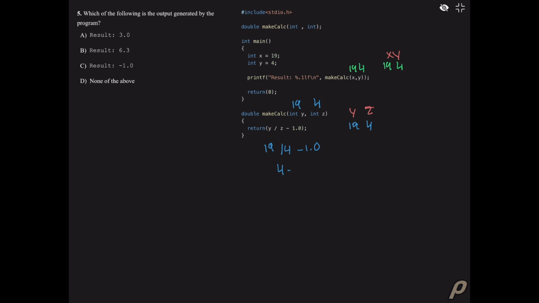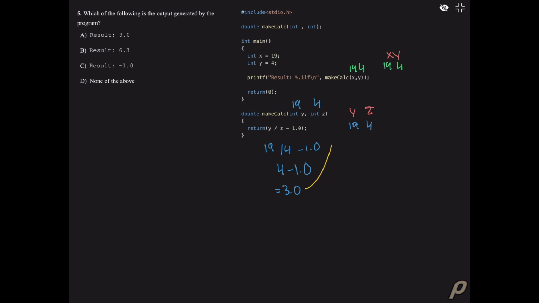So we get 4 minus 1.0. And 4 minus 1.0 is just going to be 3.0, because we use the type of the highest priority, which is going to be this double over here on the right. And anyways, we are returning a double. So the 3.0 is what we want to return back up to the main function.